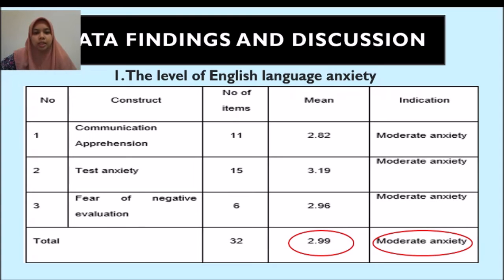The first one is the level of English language anxiety. I had included the mean for every construct in the questionnaire, which are communication apprehension, test anxiety, and fear of negative evaluation. It is concluded that the respondents are having a moderate level of anxiety with a mean of 2.99. The respondents also have a moderate level of anxiety in all the constructs of the questionnaire.